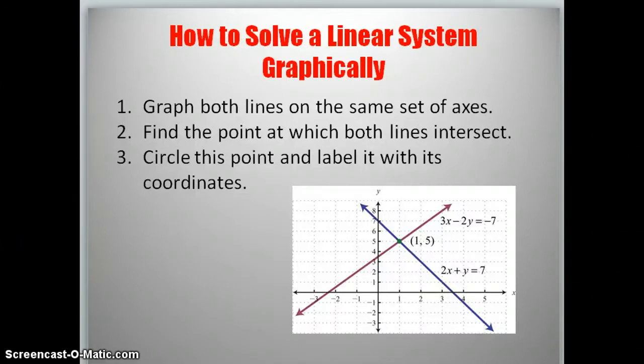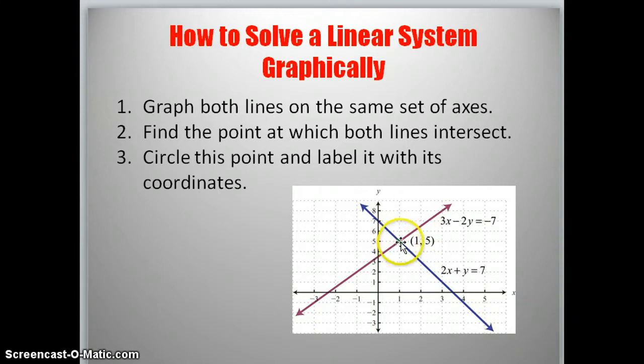Alright, so when we're solving a system graphically, the first thing we're going to do is graph both of the lines on the same set of axes. And you can use any of the methods for graphing that you've learned. So you can use the slope-intercept form, you can find the x and y intercepts, or you can make a table of values. Whatever you need to do to get your two lines down is what you need to do. At that point, once you have your lines graphed, you're just searching for the point where the two lines intersect. I want you to circle that point or indicate it in some way, as you see in this picture with the dot plotted, and also label it with its coordinates.